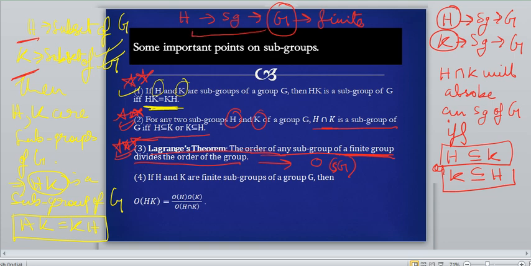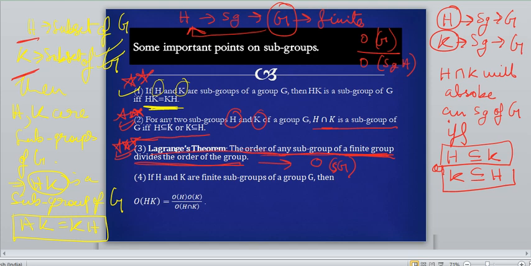So the order of H, what will happen with the order of H? The order of any subgroup of a finite group divides the order of the group. So it will be like this: the order of the group divided by the order of any subgroup, that is, the order of the subgroup H. So this is what will happen. Okay, all right, very simple logic, but very important logic.